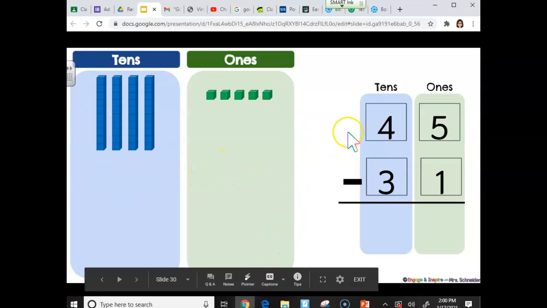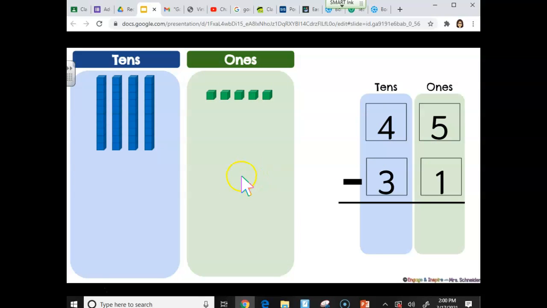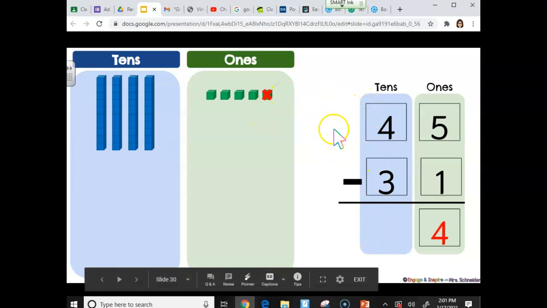Now let's continue. All right, we have 45 minus 31. All right, 45 is 4 tens and 5 ones. To subtract, we start in the ones. 5 minus 1. We cross out 1. How many are left, boys and girls? 1, 2, 3, 4. What's our answer? 4 ones.